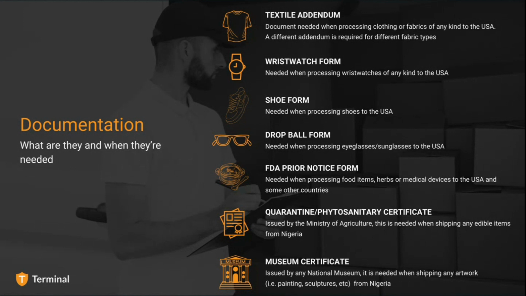Another document is a museum certificate. This is issued by any national museum and it's needed when you're sending artworks, whether it's a painting, a sculpture, whatever it is, you need this document when you're shipping artworks from Nigeria, right? You have to take the item you're shipping to a national museum near you where they will appraise it and then issue you a certificate before you can ship that item internationally. It is required across all our carriers to any country that you're going to, as long as you're shipping artwork, it is going to be needed, right?